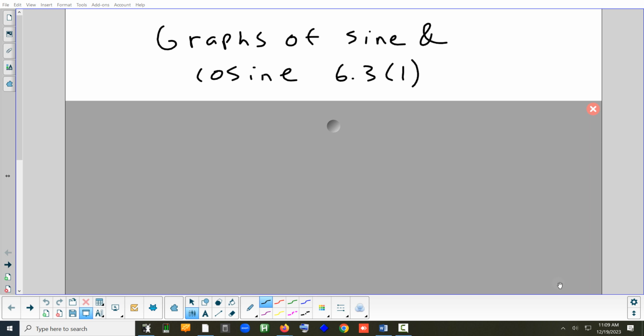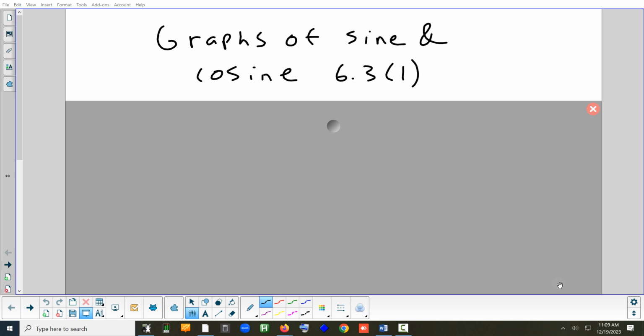So the last section we're going to look at this week is 6.3. I think we're going to end up breaking it into 2 days, at least, probably 2 days. And it's on basically the transformations. So how do we take the graphs of sine and cosine, shift them left and right, up and down, stretch them left and right, stretch them up and down.